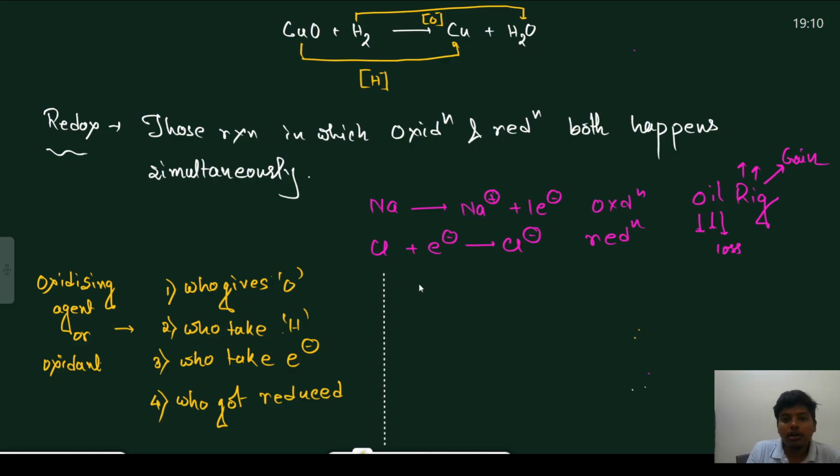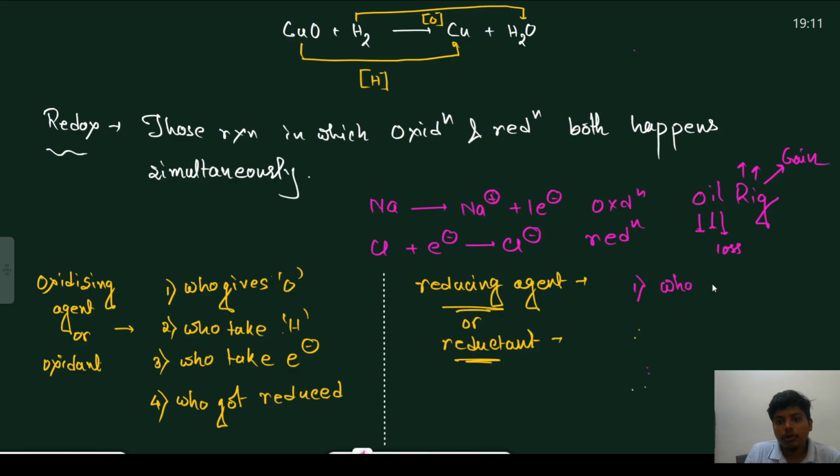Similarly, there is one thing called reducing agent. Okay. Now, what is reducing agent? Reducing agent or reductant. What is reducing agent? Same: who gives hydrogen, and who takes oxygen, and the third one is who gives electron, and the fourth one is who got oxidized. Clear?